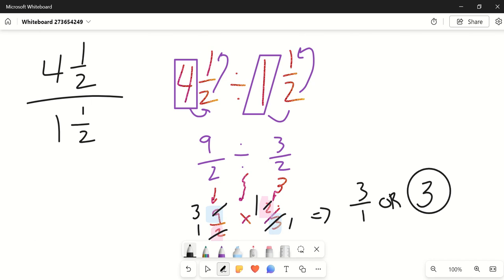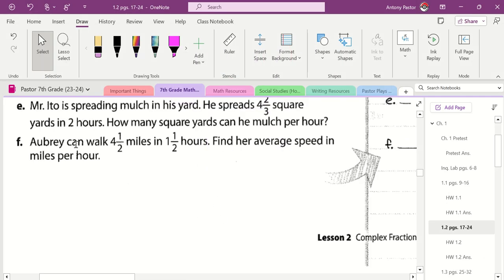So, in this case, my answer would not just be 3. Aubrey can walk 3 miles per hour. That would be your average speed.